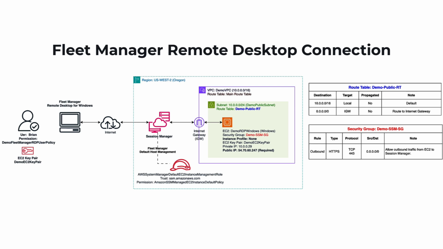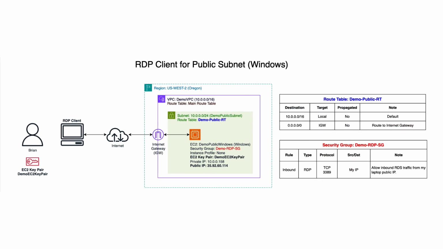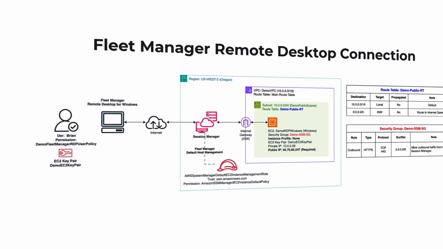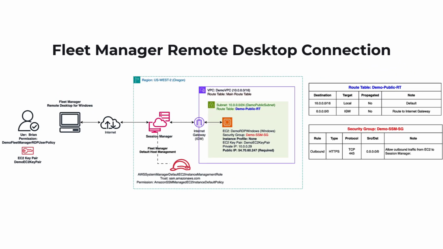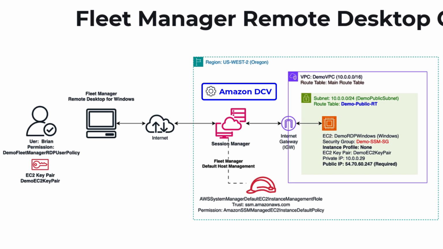The next feature we will discuss for Fleet Manager is the Remote Desktop Protocol, or RDP connection for Windows servers. Typically, RDP connections require opening up port 3389 on the security group and having to install remote desktop client software on your laptop. With Fleet Manager, you don't need either of these things. Under the hood, Fleet Manager uses a technology called Amazon DCV to provide streaming from your EC2 to the browser. This software is included in the SSM agent, so you don't need to install it on your EC2 separately.